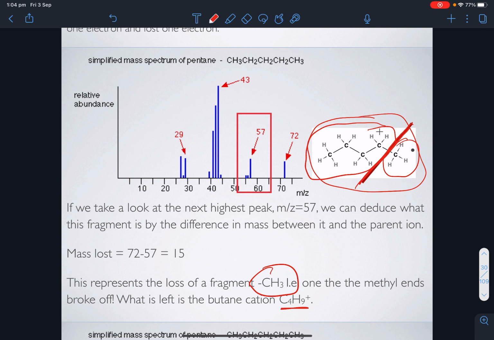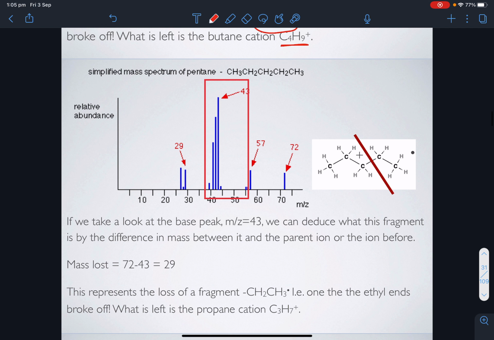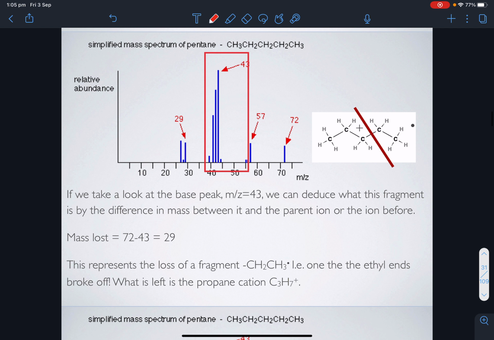So we've got a break in there. Some of the fragments broke and lost a methyl group as a radical, okay? And that's what we're seeing, that 57 peak. We're seeing this go around and hit the detector, okay? As we move down, let's try to identify what fragment the 43 is, okay?